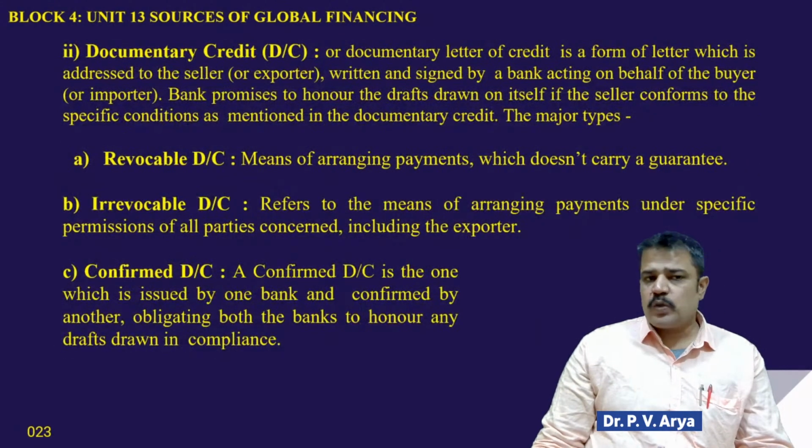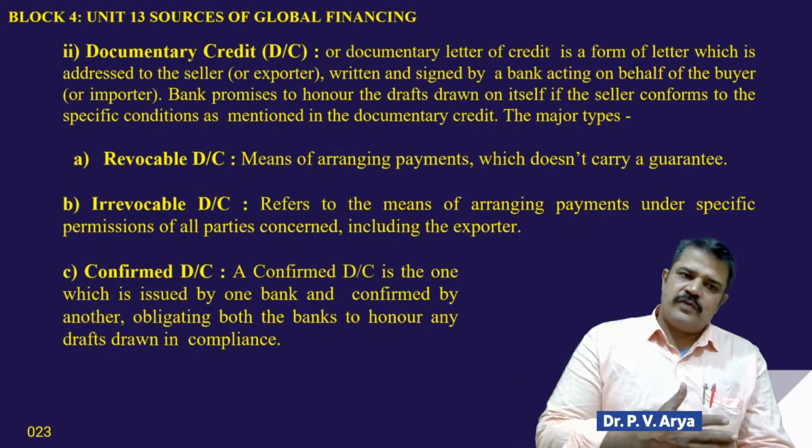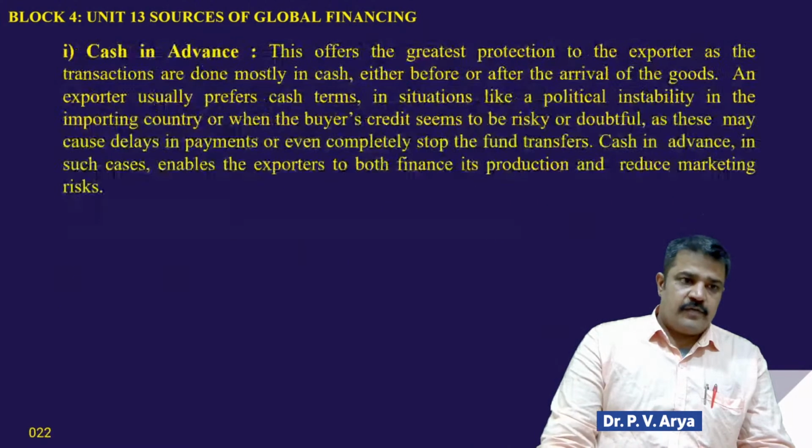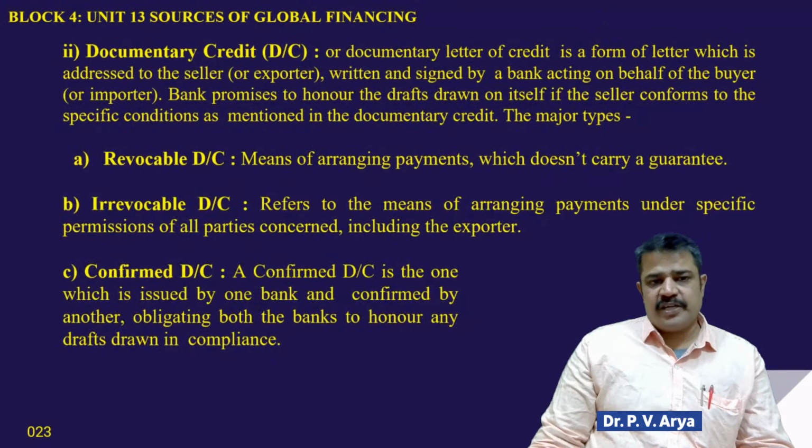Then there is documentary credit, as I mentioned in the previous slide, that these tools are in increasing risk order. So the first one, cash in advance, is the least risky one. Now the associated risk is increasing, and it is documentary credit.